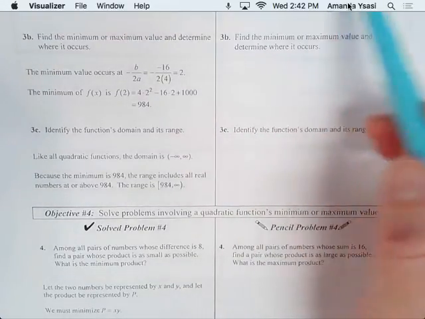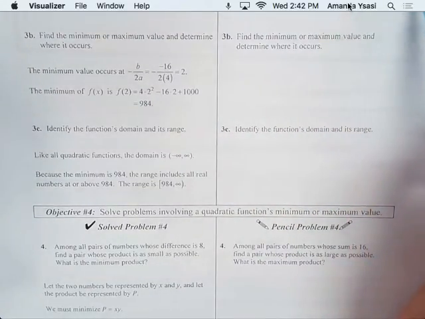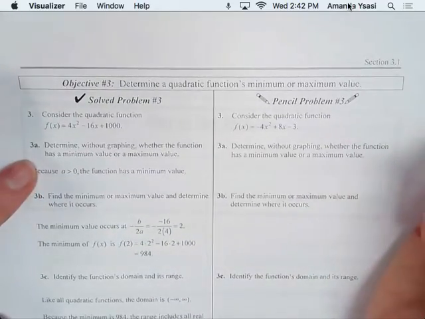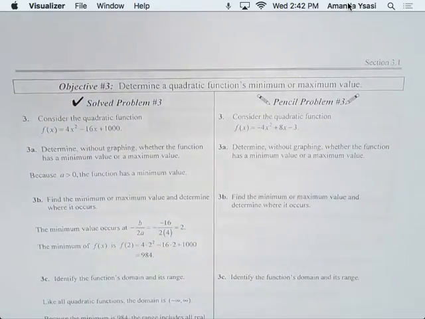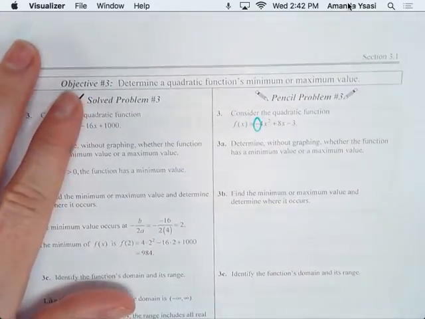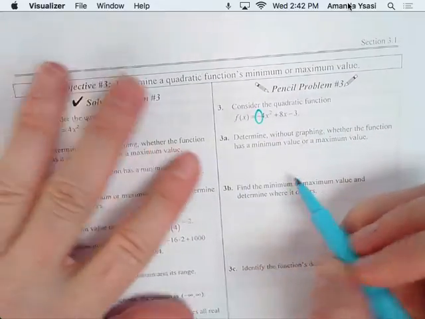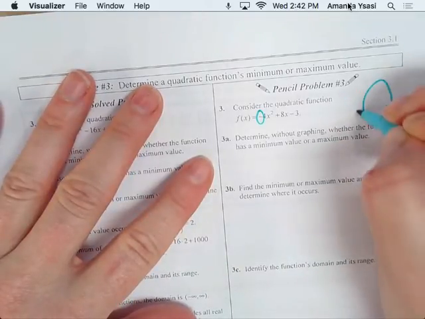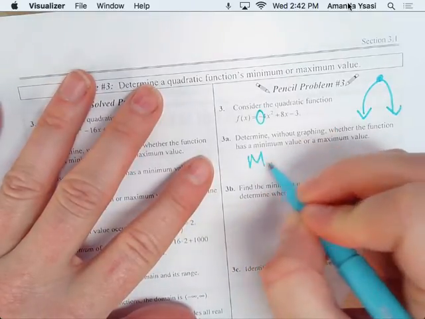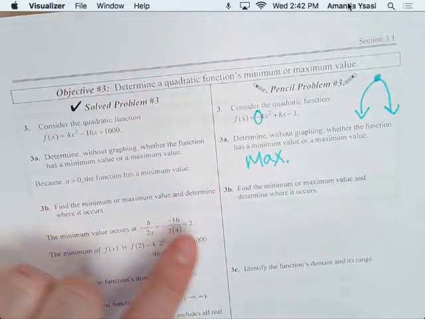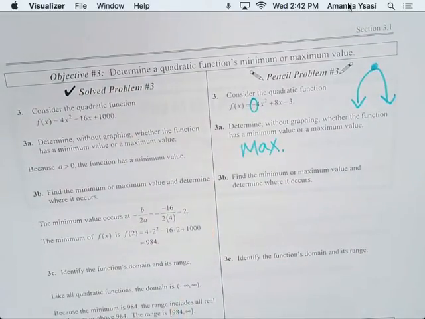So number 3, consider the quadratic. Determine without graphing whether the function has a minimum or maximum. What tells us if it has a minimum or maximum? Yeah, the sign in front of the A. So what is it going to be? Yeah, because it's going to look like this, so it's a max. Find the min-max wherever it occurs.